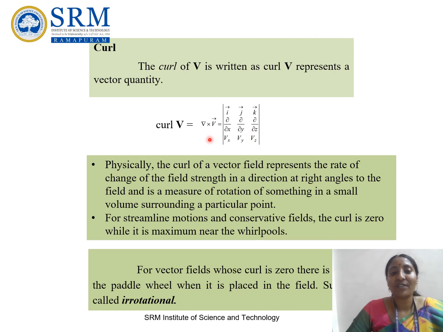So curl V is written in matrix format as del cross V. This cross symbol indicates the curl. The matrix has the rows i, j, k; dou by dou x, dou by dou y, dou by dou z; and Vx, Vy, Vz. In this curl, if the curl of any vector field is equal to 0, it is called irrotational.